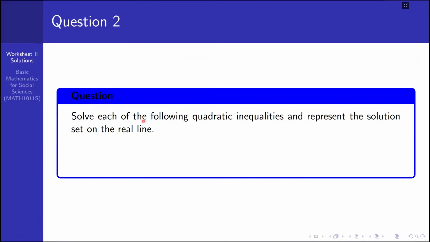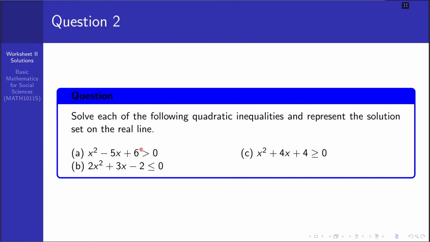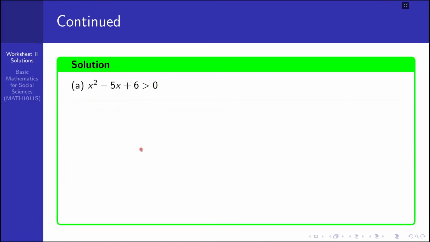Next, solve each of the following quadratic inequalities and represent the solution set on a real line. We have the first one, that is x squared minus 5x plus 6 greater than 0. Next, 2x squared plus 4x minus 2 less than or equal to 0. C, x squared plus 4x plus 4 greater than or equal to 0. And lastly, we have minus x squared plus 6x minus 8 less than 0. So let us start from the first one.